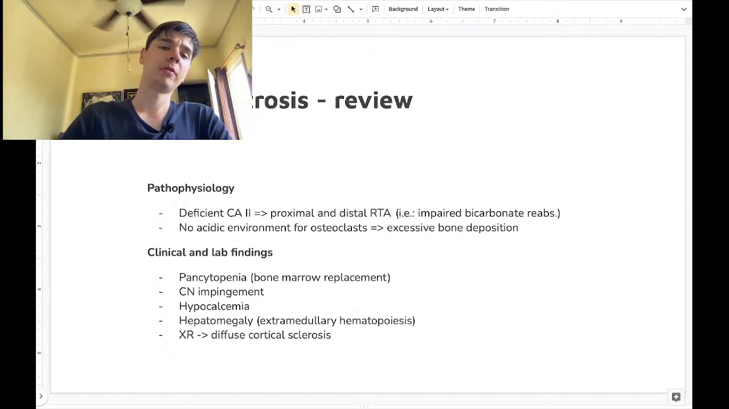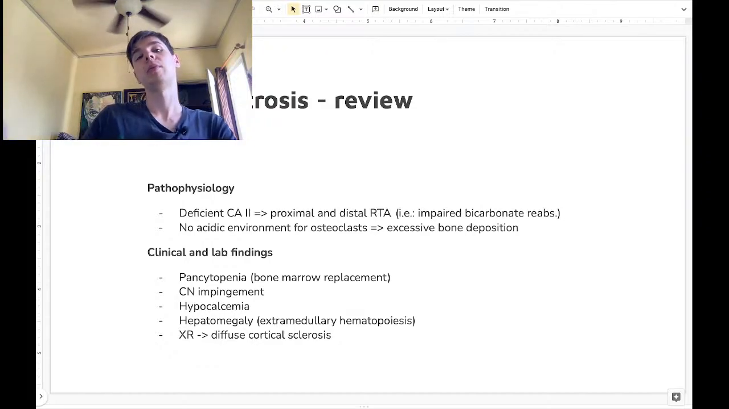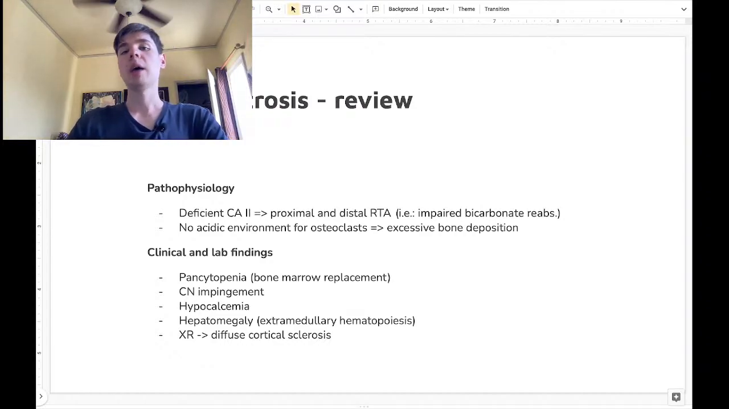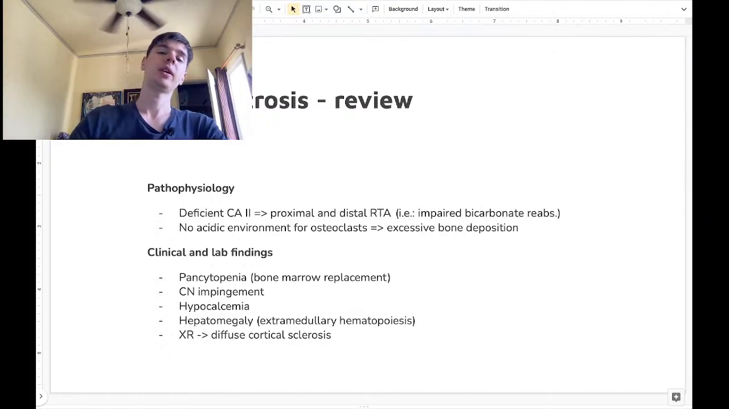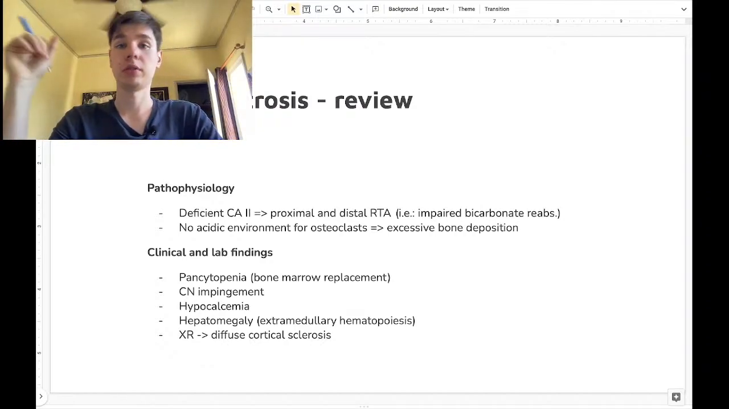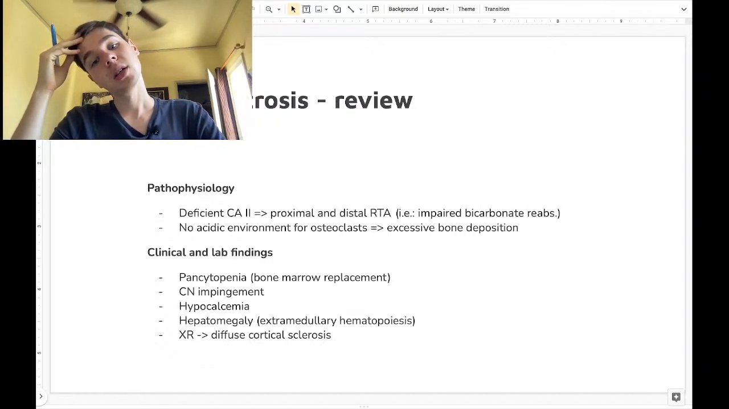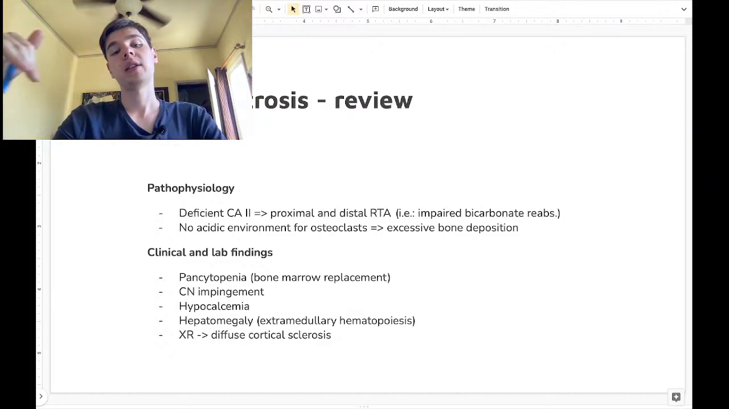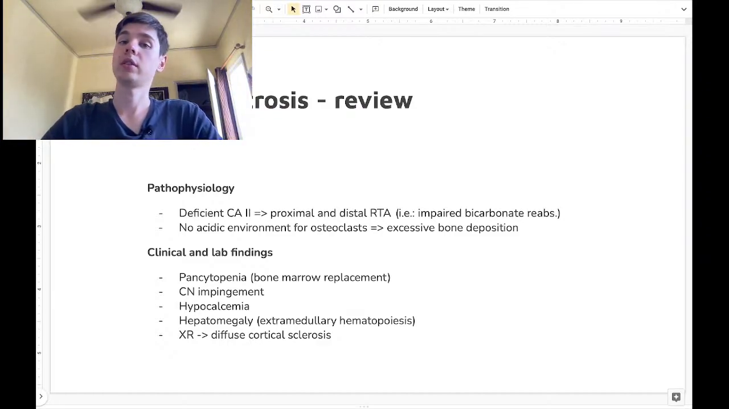The clinical and lab findings for osteopetrosis are pancytopenia, as the bone marrow is replaced, cranial nerve impingement, as discussed previously, hypocalcemia, as well as hepatomegaly. The hepatomegaly is explained by extramedullary hematopoiesis. And on the X-ray, osteopetrosis presents as diffuse cortical sclerosis.